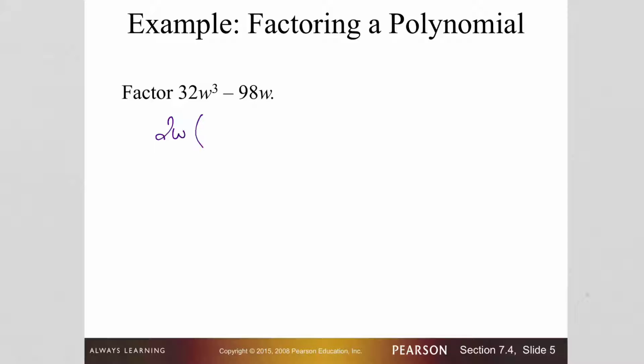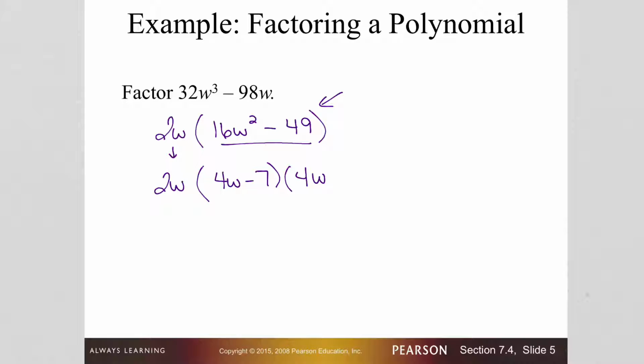So what times 2w would give you 32w cubed? 16w squared. What times 2w would give you a negative 98w? Minus 49. Now, you might be thinking to yourself, are we finished? But take a look at this inside the parentheses. Don't you see that that is a difference of squares? And remember, difference of squares always factors to be a conjugate pair. So this just gets rewritten, and this turns into 4w minus 7, 4w plus 7. And you're done.